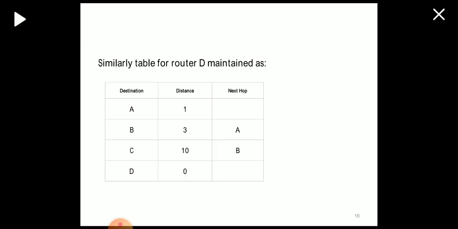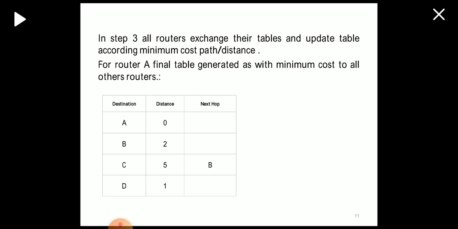Similarly, in table D, we consider the minimum cost path from D to B having the weight 3 through router A, and similarly we consider the path from D to C having the weight 10 through router B. Now we are going to step third. In step third, all routers exchange their tables and update the table according to the minimum cost path or distance.